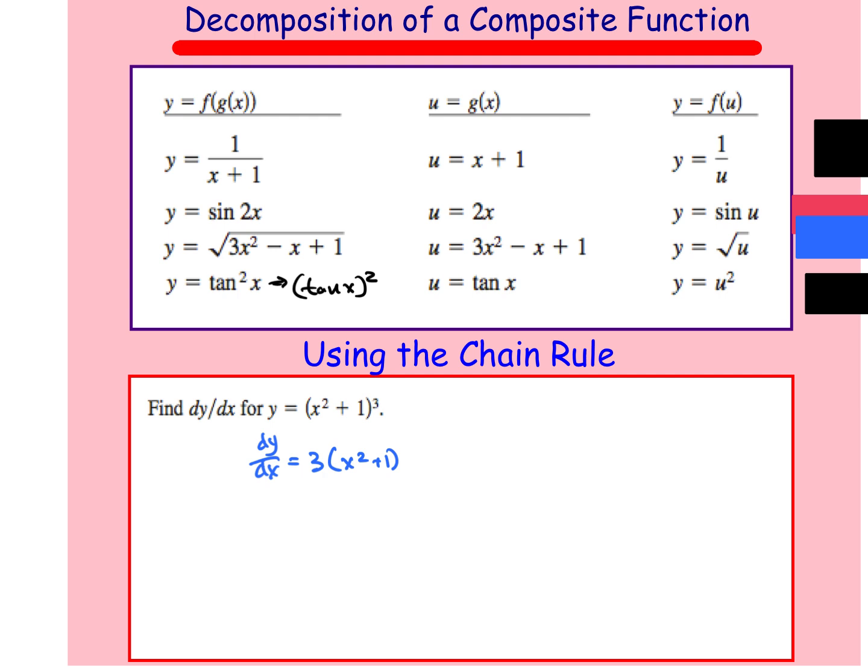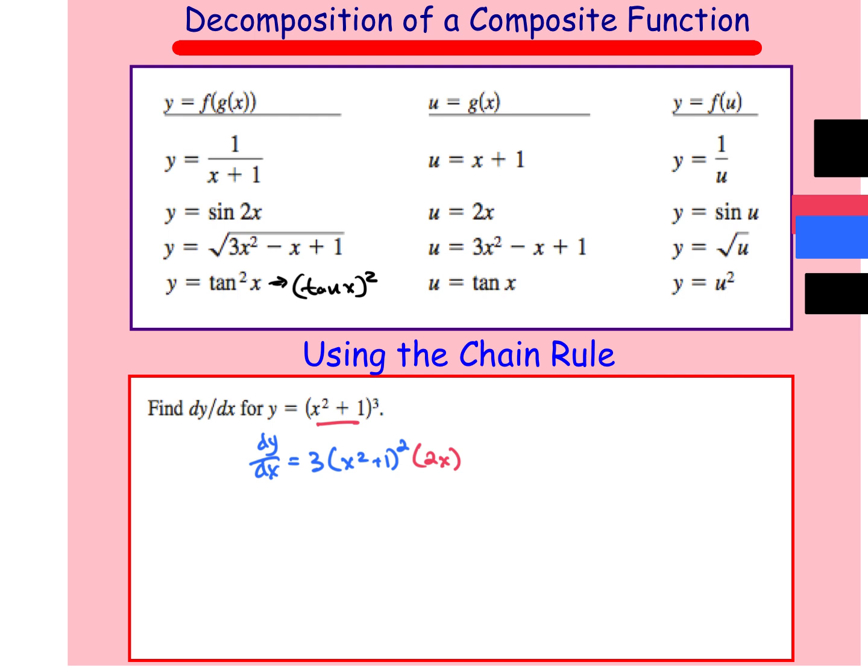And then that's now to a power of what? 2. And then I have to take the derivative of my innermost composite. And so what's the derivative of my innermost composite? 2x pops out. All right, and that's our chain rule. So there's our raw derivative.